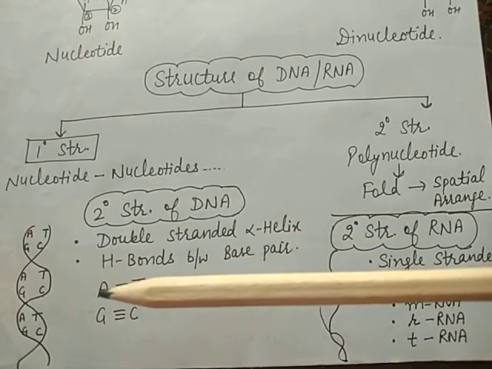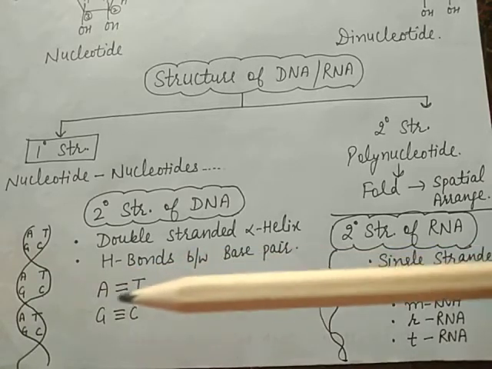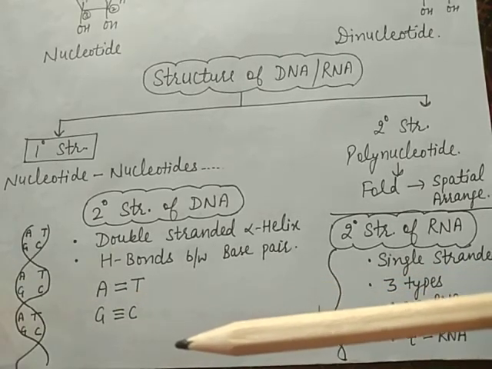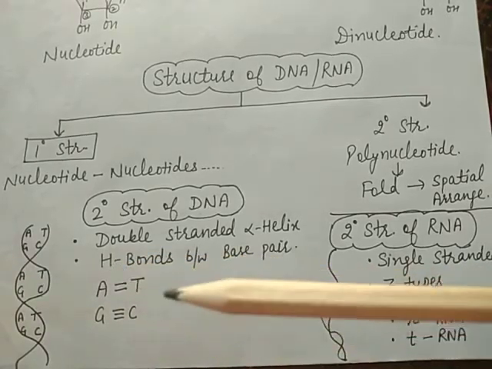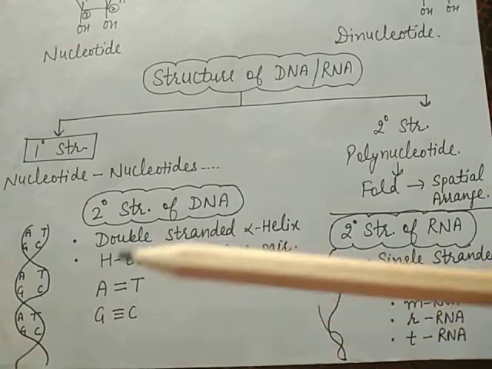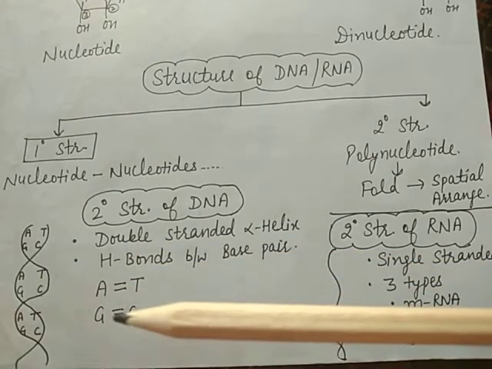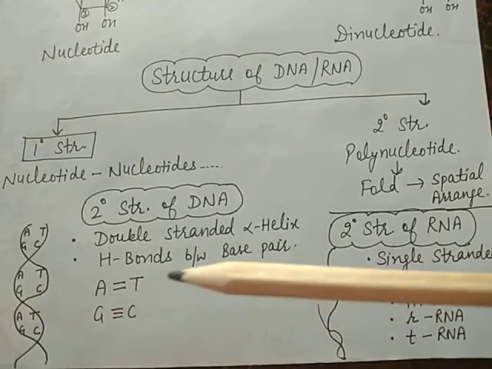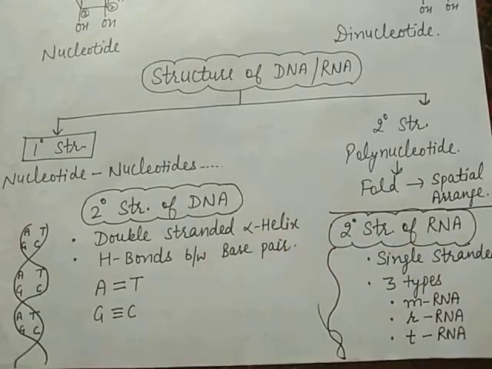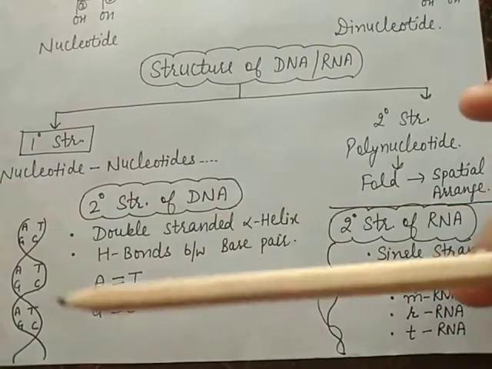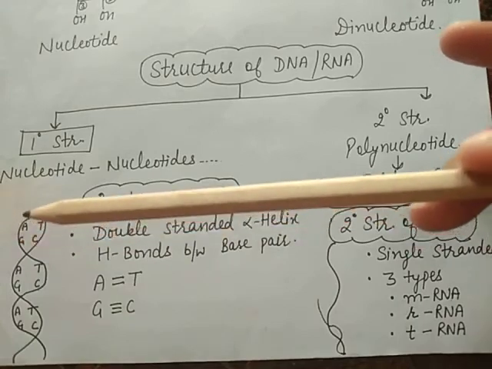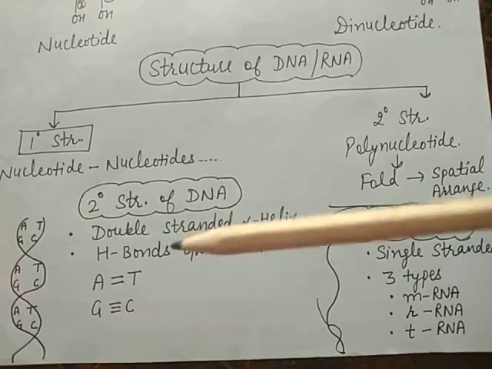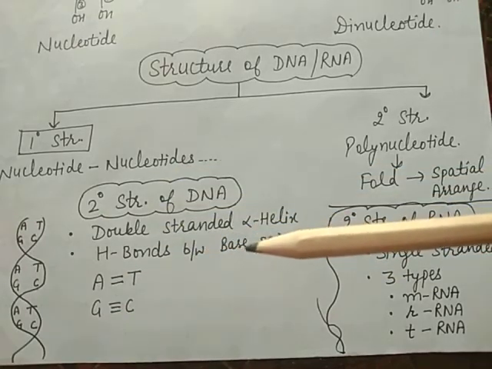Between adenine and thymine, a double bond is present. Between guanine and cytosine, a triple bond is present. So A pairs with T and C pairs with G, or you can say G pairs with C and T pairs with A. Its name is a double-stranded alpha helix. This is the alpha form, a spiral form, and double strand means two strands are there. So it is a double-stranded alpha helix structure.